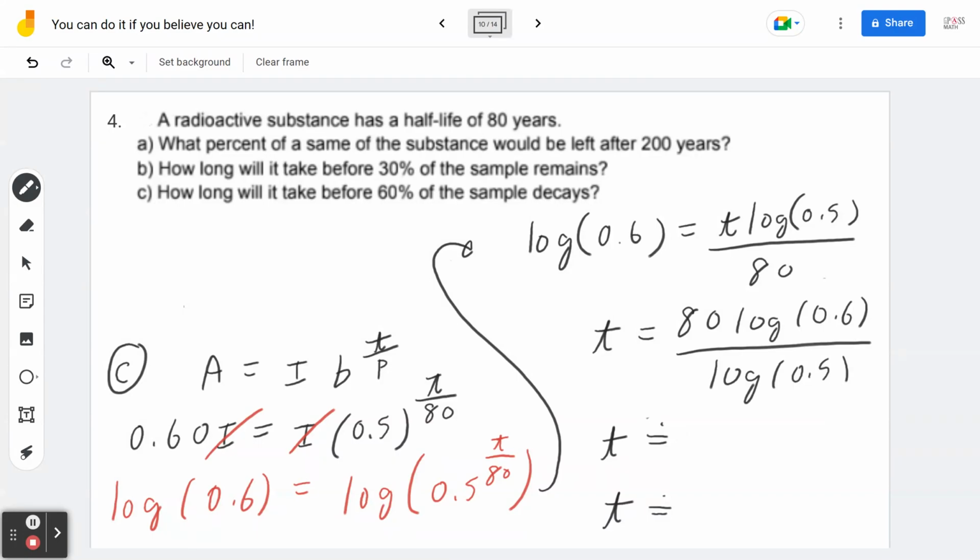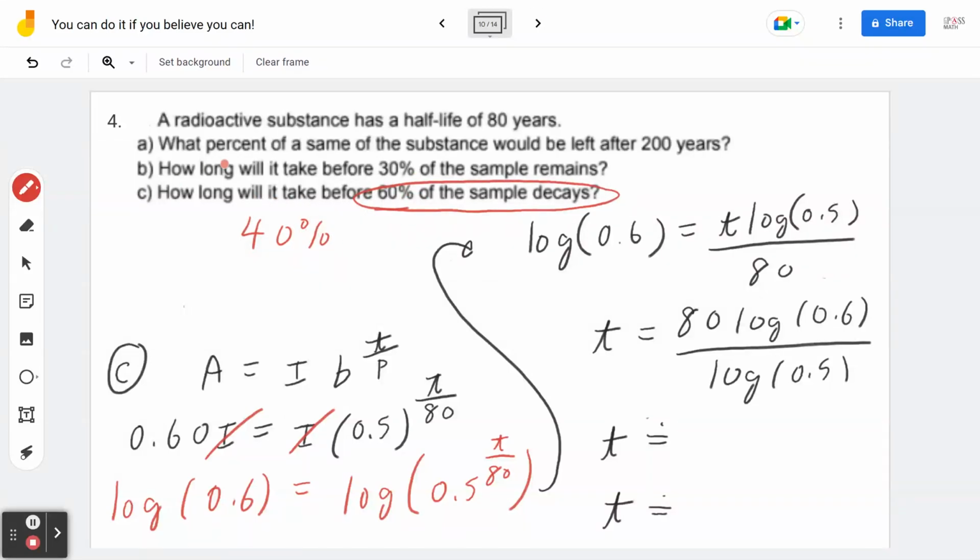80 times log of 0.6 divided by log of 0.5. That's going to be approximately 58. Let's pause for a moment. Let me just go back and double check. Now, as I'm double checking this, I'm going back and I recognize this one thing. 60% of the sample decays really means 40% of the sample remains.